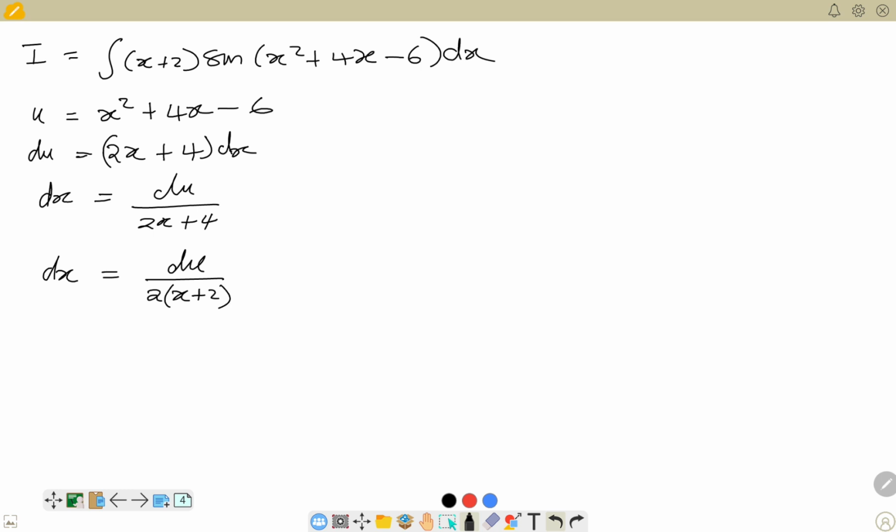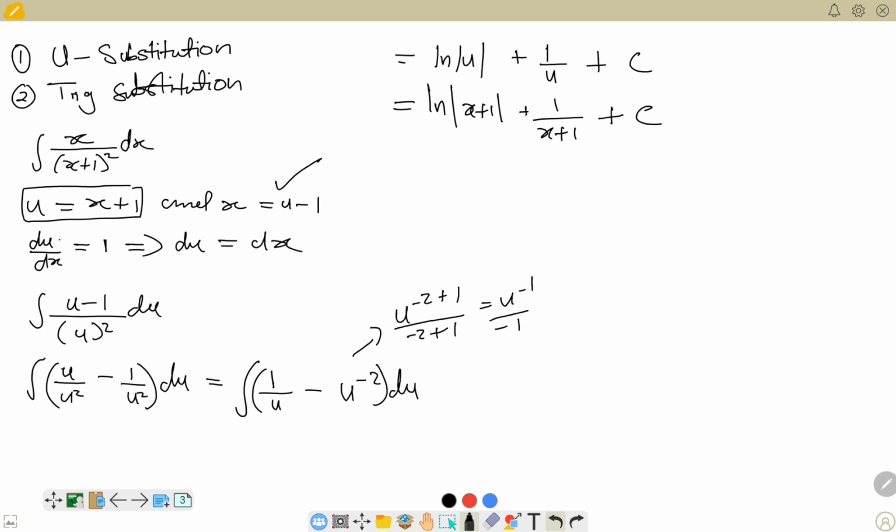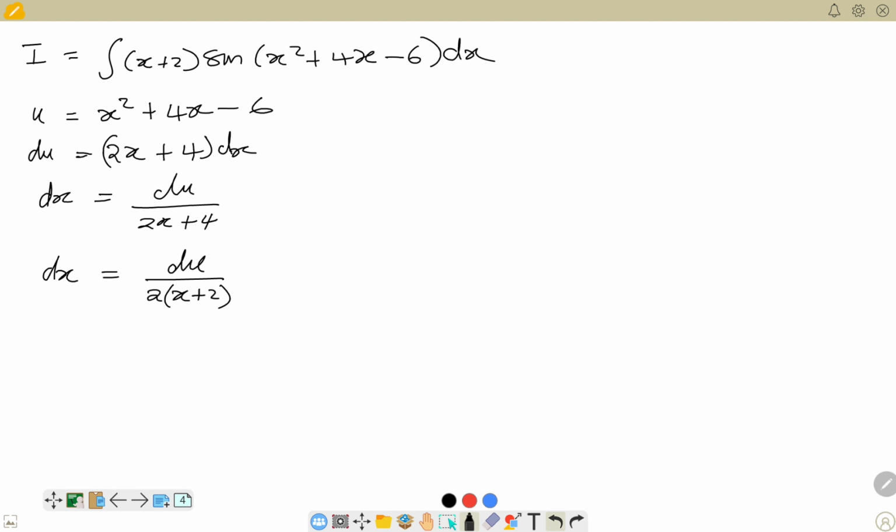Then, in this case, you can see that I have let u be equal to x squared plus 4x minus 6. But I didn't solve for x in this case like I did in this one here. Here it was very useful for us to do it like that. But now here, I'm not going to solve for x. I'm just going to substitute what I have here and see what is going to happen.